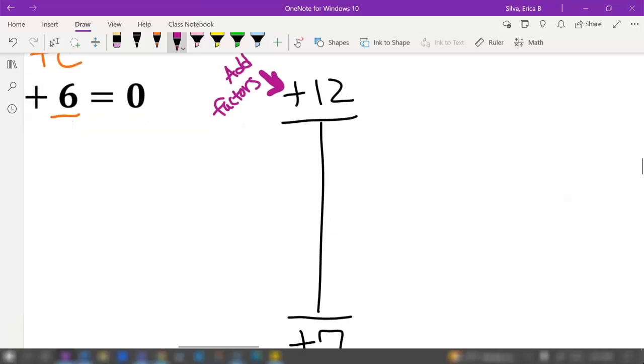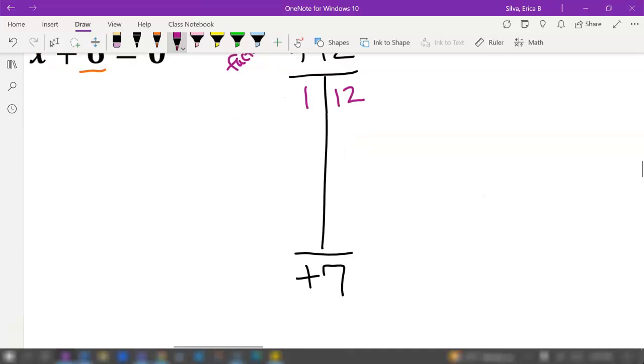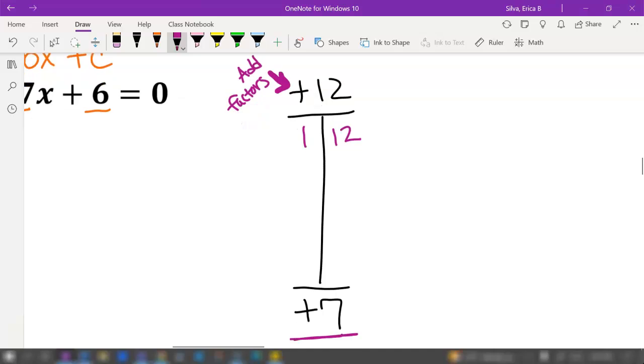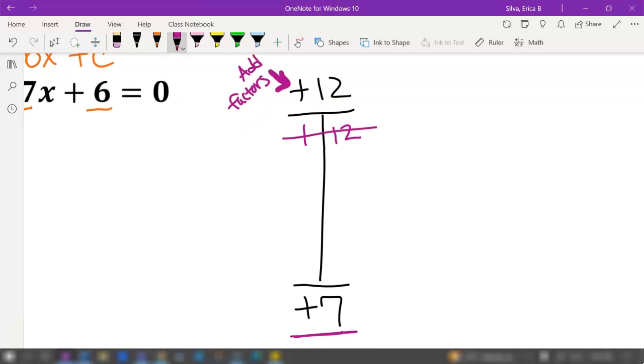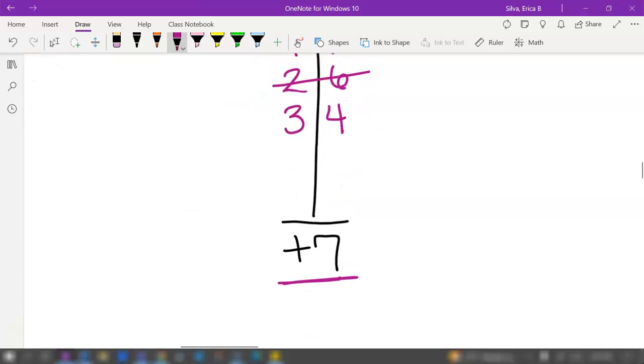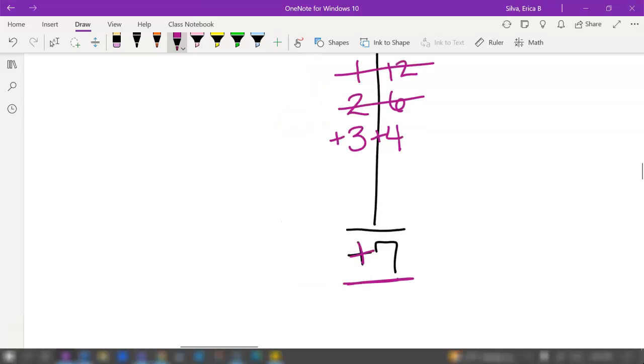So let's look for the factors of 12. We start with 1 and 12. When we add them, they need to equal this bottom number. 1 plus 12 is not 7, so we're going to look for other factors. The next factors we've got is 2 and 6. 2 and 6, when we add them, it does not give us 7, so we can scratch that off. We'll go on to the next factors. Next ones are 3 and 4. If we add those, they do give us 7. And because we need a positive 7, that means we're going to put a plus sign for each of those factors.